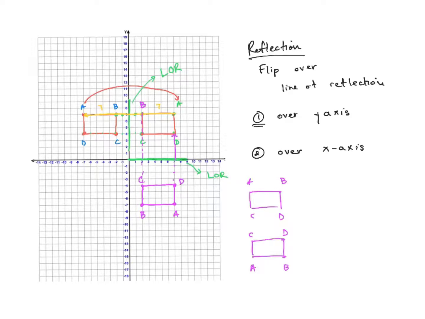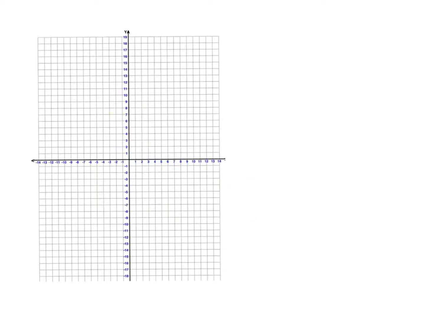So meaning if this rectangle had an arrow in it and I flipped it, the arrow would now be facing down. Or if I had an arrow facing this way in this picture, when I reflected it, the arrow would now be facing this way.